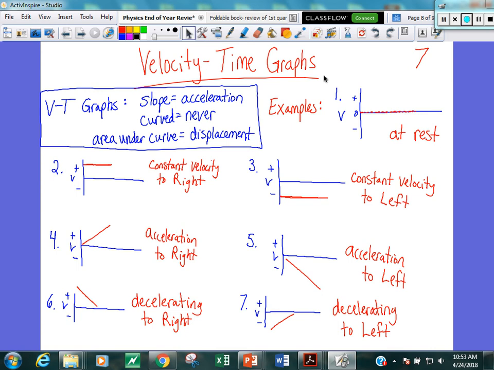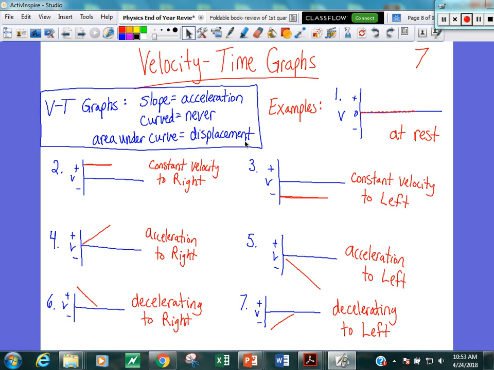The first thing that I want you to think about when you're going through these problems is what's in this box right here. This is the most important to remember. For velocity time graphs, the slope now is going to tell us acceleration. You're not going to see any curved lines with my examples. Also, the area under the curve of a velocity time graph tells us the object's displacement. So that's kind of cool that you can figure that out from a velocity time graph.